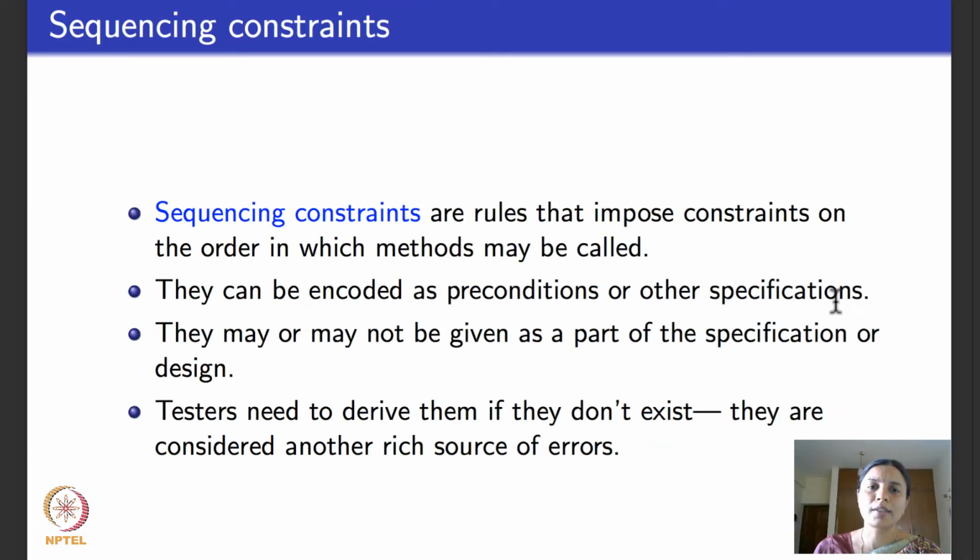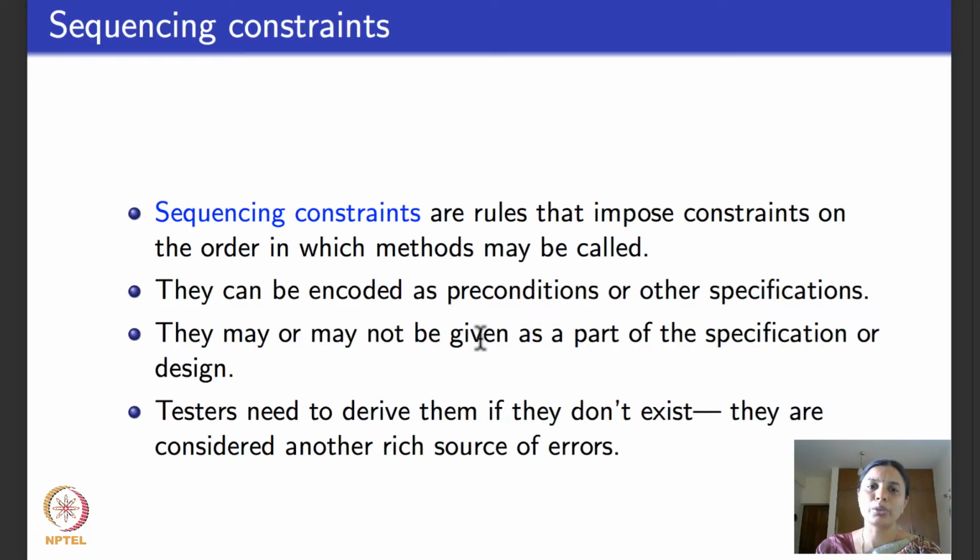So what is a sequencing constraint? These can be thought of as rules that impose some constraints on the order in which the methods in a particular piece of code can be called. Like for example, for me to be able to do DQ, I should have done at least one NQ in the past. So these can be written as preconditions, postconditions, asserts, or any other way of writing it, and they are requirements that we impose on the design of the software, right?